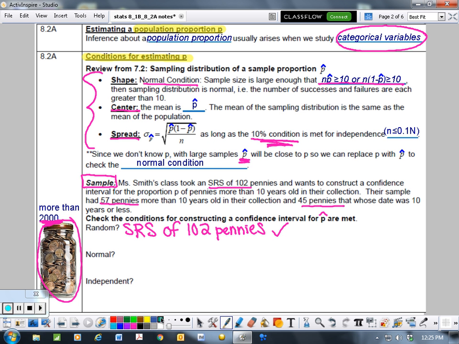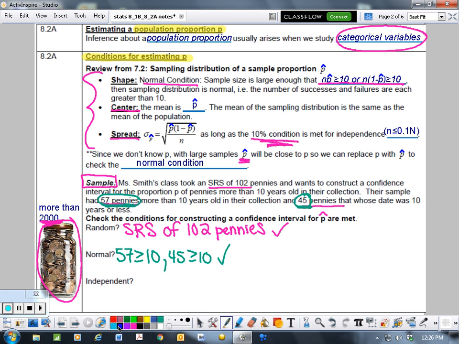Is it normal? So we have to check, normal is n times p greater than or equal to 10. The nice thing here is we don't have to do n times p, because they tell you exactly how many. So is 57 greater than or equal to 10? And then is 45 greater than or equal to 10? That's the same thing as doing n times p, but a little bit less work, recognizing what you want and what you don't want. If those numbers are both greater than or equal to 10, then yes, it's approximately normal.